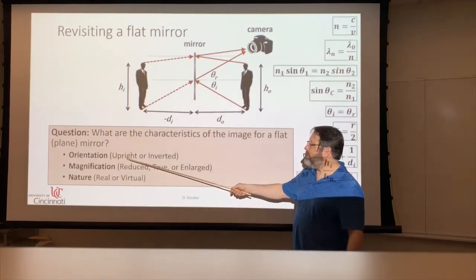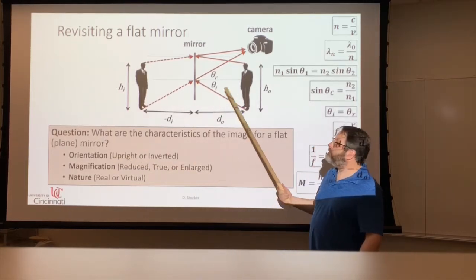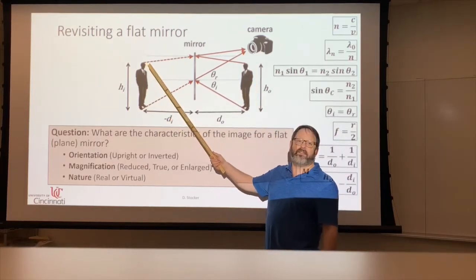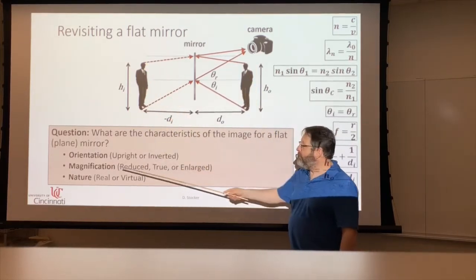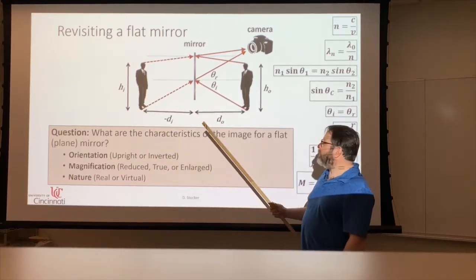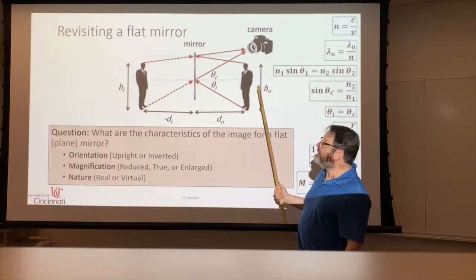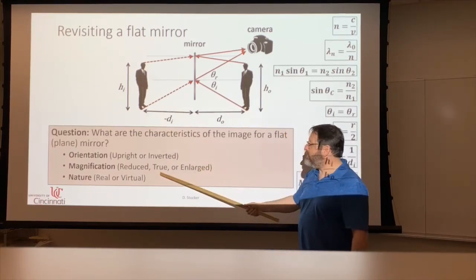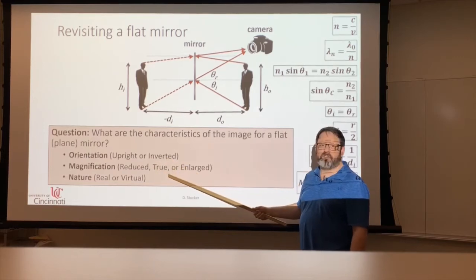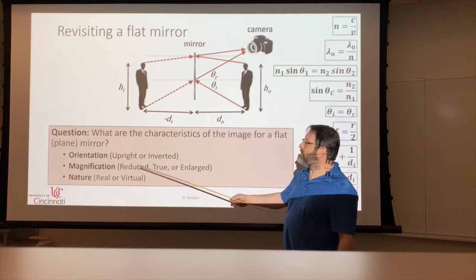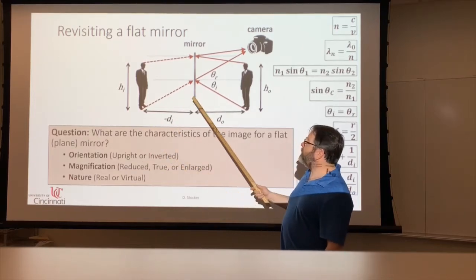Well, first, orientation, upright or inverted. This person's head is at the top, that person's head is at the top. That's upright. So the image is upright. Magnification, we figured this out before, that the magnification is 1. So the height of the object is the same as the height of the image. So that means the magnification is true. And then the nature of the image. Is this a real image or a virtual image?